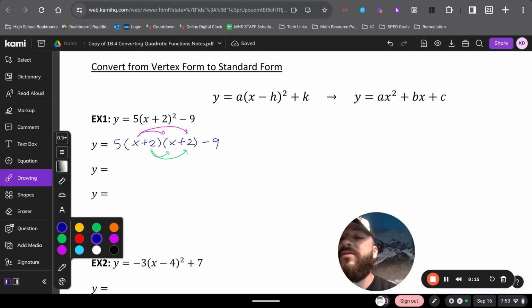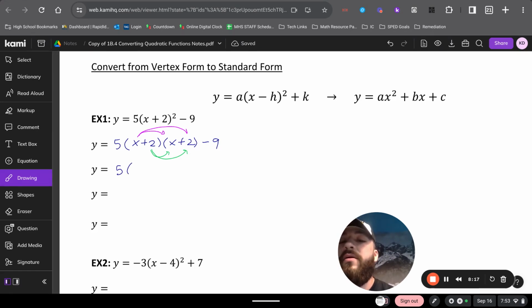So my 5 is still going to be on the outside. X times x is x squared. X times 2 is 2x. X times 2 is 2x. And then 2 times 2 is positive 4. And then, of course, I do still have that minus 9.